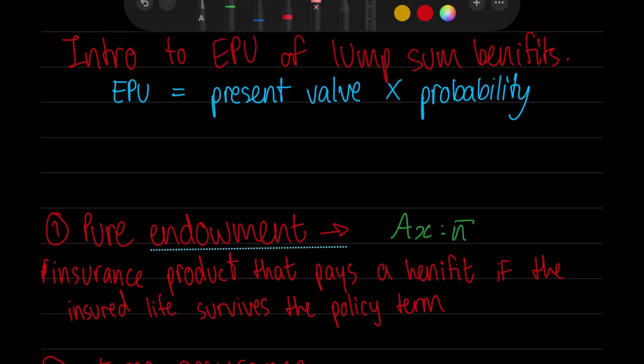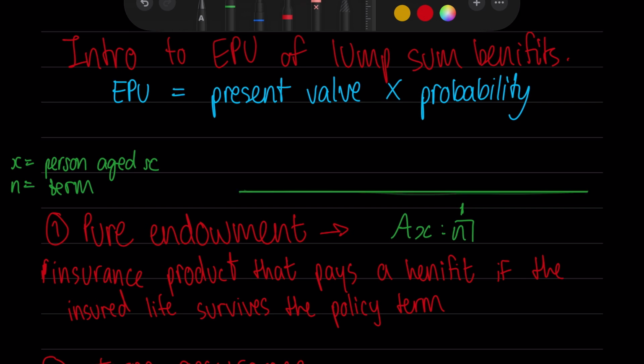This one is N with a line above the N, okay? It's important, that line is a capital S. The X stands for a person aged X, and then the term is N. Maybe I should probably write that. N is the term.